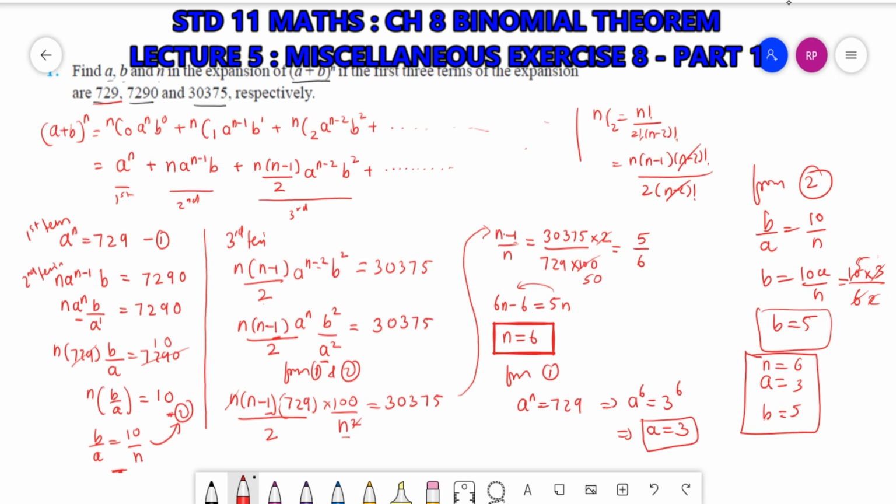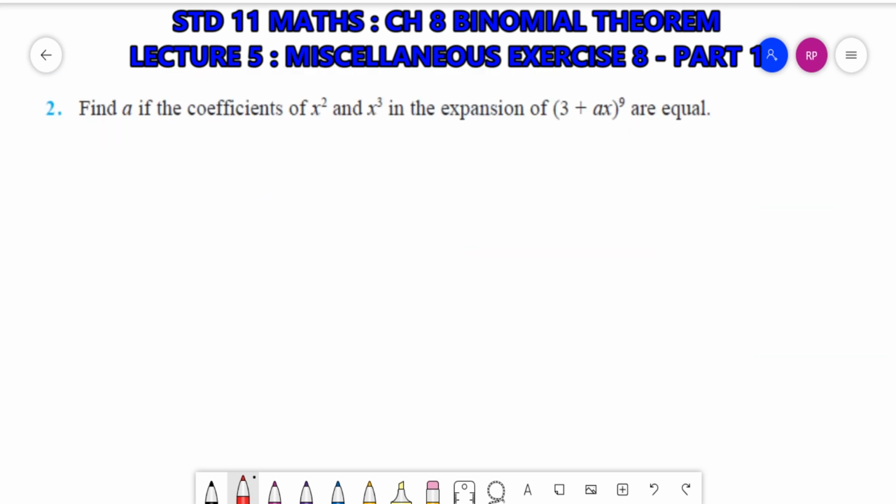Now let's move to the next question. Question number 2. Find a if the coefficients of x square and x cube in the expansion of (3 plus ax) whole raised to 9 are equal. Now see here, (3 plus ax) whole raised to 9.